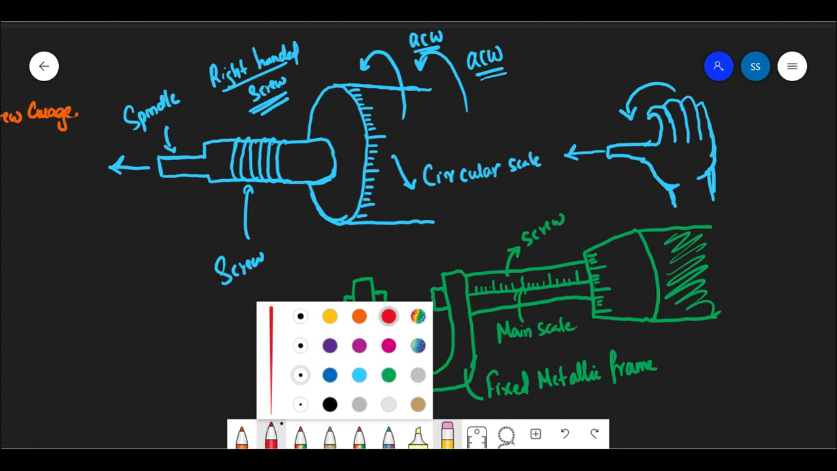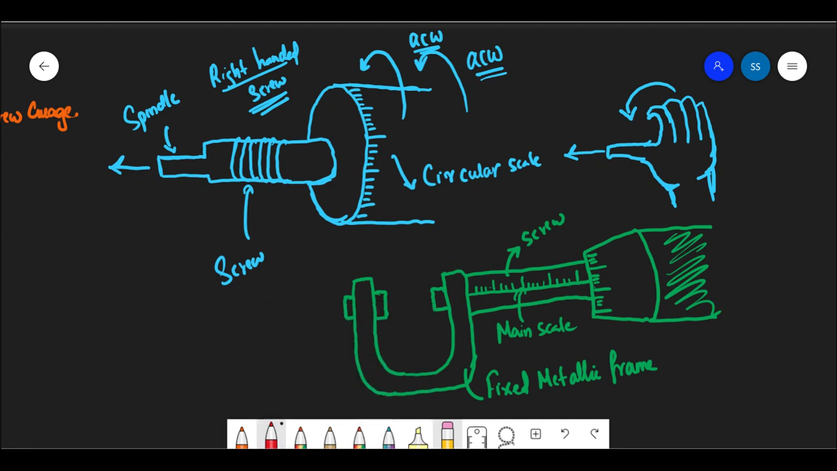Now listen, guys. This screw gets covered by something called a sleeve, so that the screw is not exposed. This sleeve has markings on it. So that sleeve is what you're seeing here. This is the sleeve, and this is the main scale. As I have mentioned, this is our circular scale.